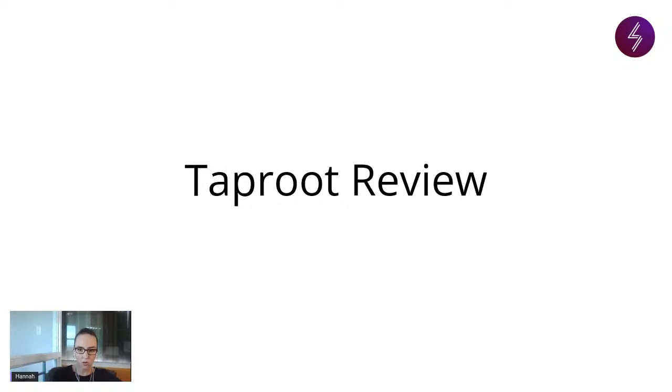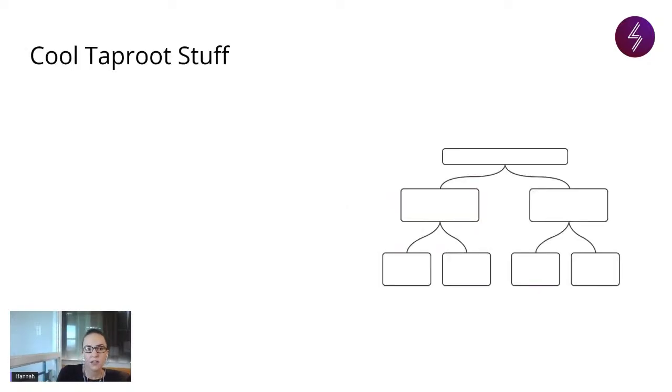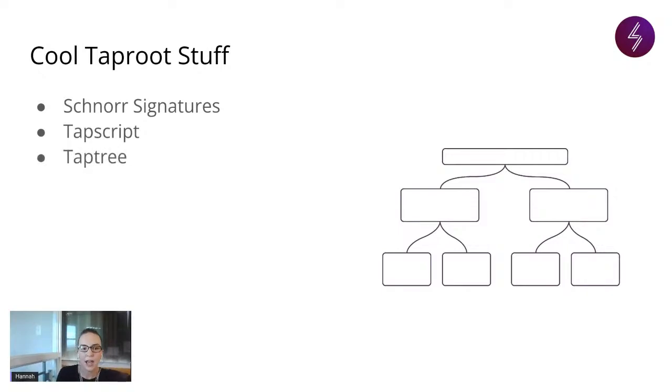So Taro uses Taproot, right? Taproot makes this possible. So we have to talk very briefly about what aspects of Taproot Taro uses. All right, so cool Taproot stuff. We have Schnorr signatures. We have Tapscript, which is very briefly sort of the idea of taking Bitcoin scripts, but then sort of embedding them in these Merkle trees. So you have different options of which ones to use. All right, then we have TapTree, right? That's this sort of Merkle tree of different script options that you can use.